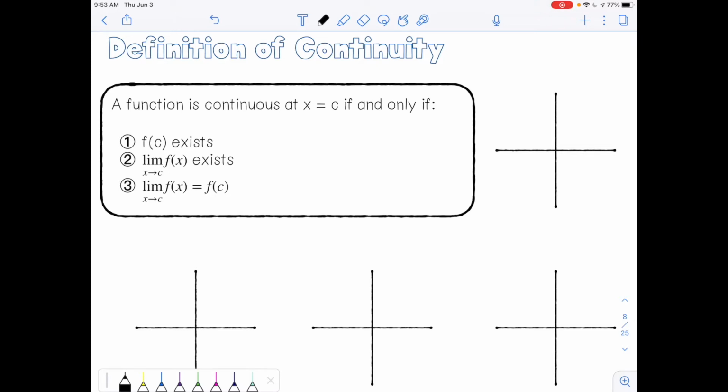The limit as x approaches c of f of x has to exist, meaning that the left and the right side of the function are both approaching the same y value. And the third thing that has to happen is that the limit has to also equal the function value.